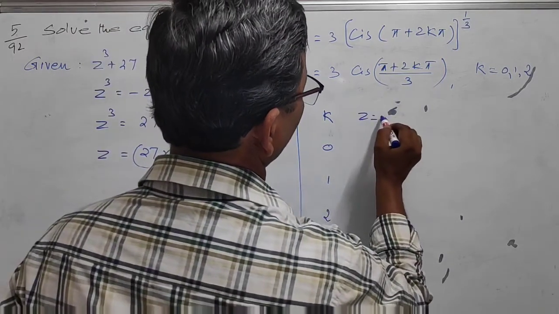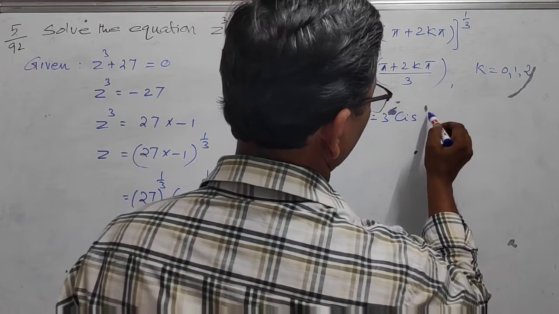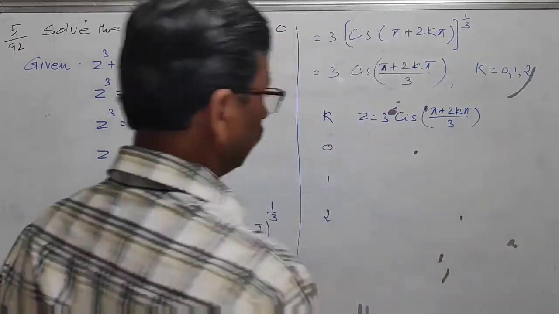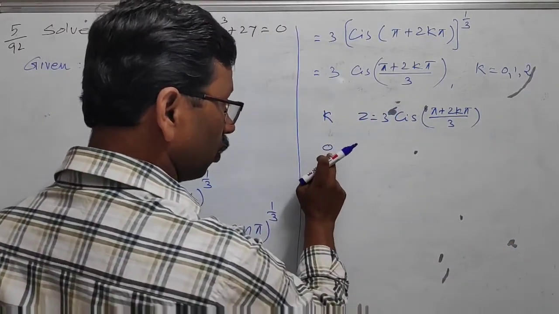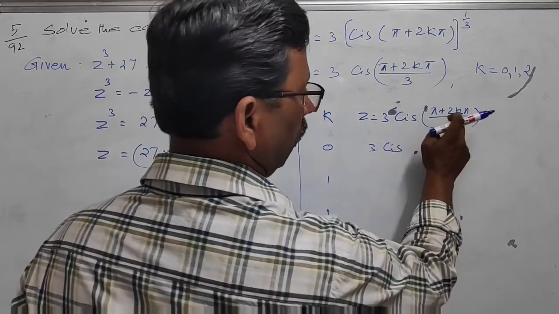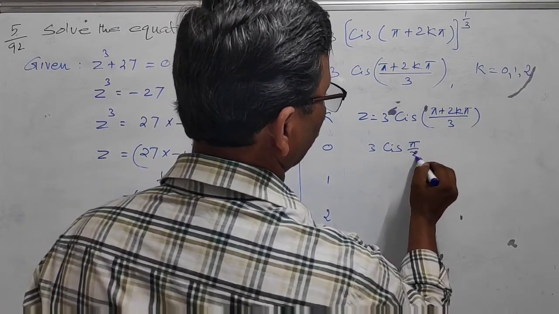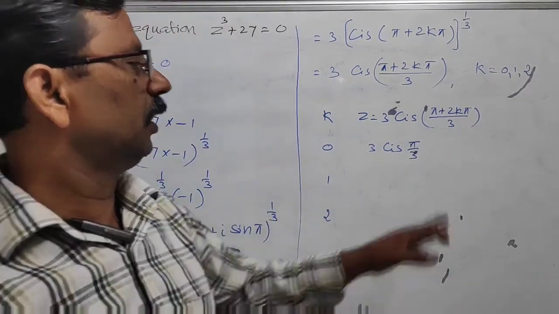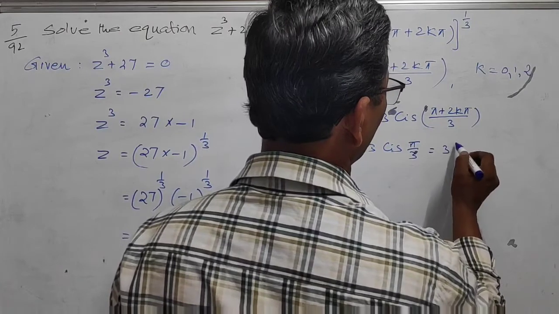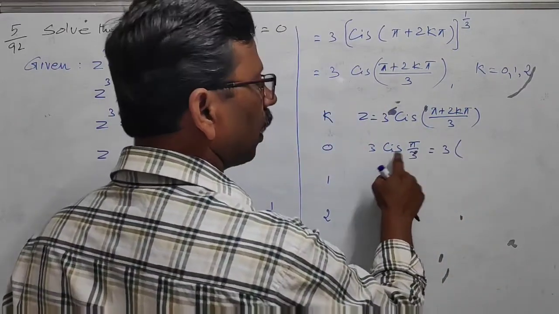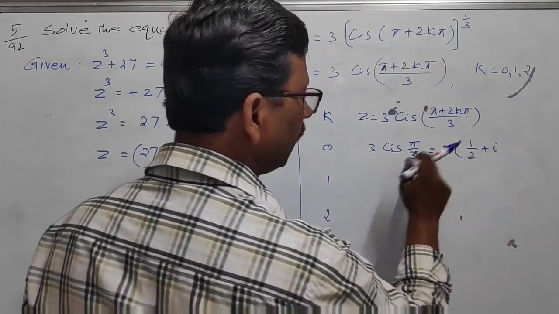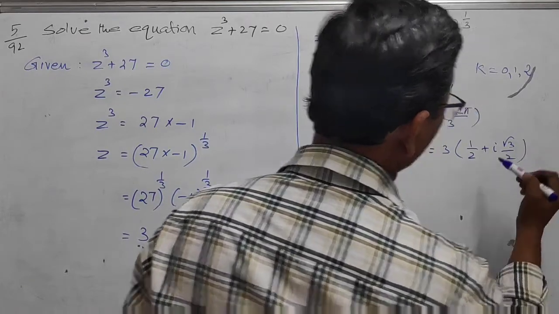Here z is equal to 3 into cis of (pi plus 2k pi) by 3. Now if you put k equal to 0, you get 3 times cis pi by 3. See, pi by 3 means 60 degrees, a standard angle. Therefore, this value can be easily found. This can be written as 3 into cos pi by 3, cos 60, which is 1 by 2, plus i into sin 60, which is root 3 by 2. Like this you can write.